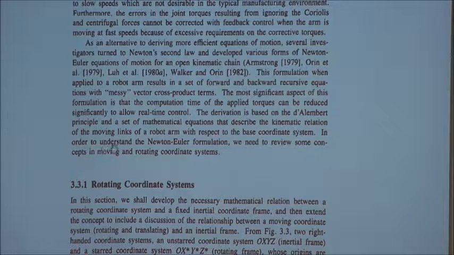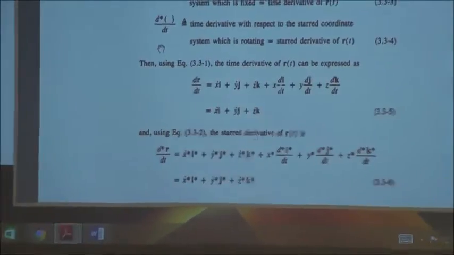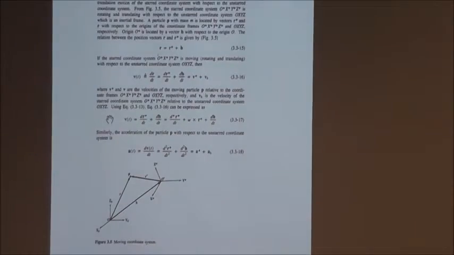In order to understand the Newton-Euler formulation, we need to review some concepts in moving and rotating coordinate systems. So it is fairly complicated, but the idea is this: the motion of individual links of the robot from the base is separately represented with respect to the base. Then it integrates the whole thing. And the result is the same as before.